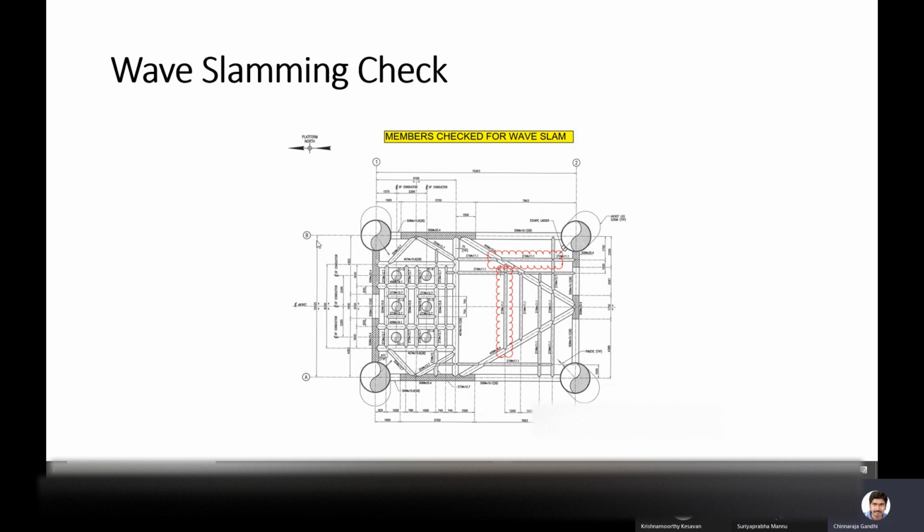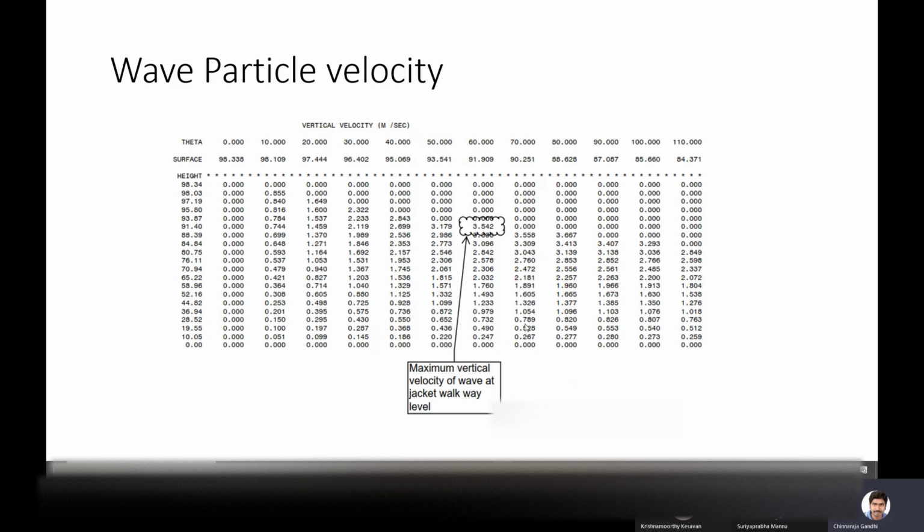And then we have to check for the wave slamming through this region, because sometimes, if it is an 8-leg jacket, there will be a hundred members. So each and every member we cannot check. For that you have to use your engineering judgment. So these two members are taken.